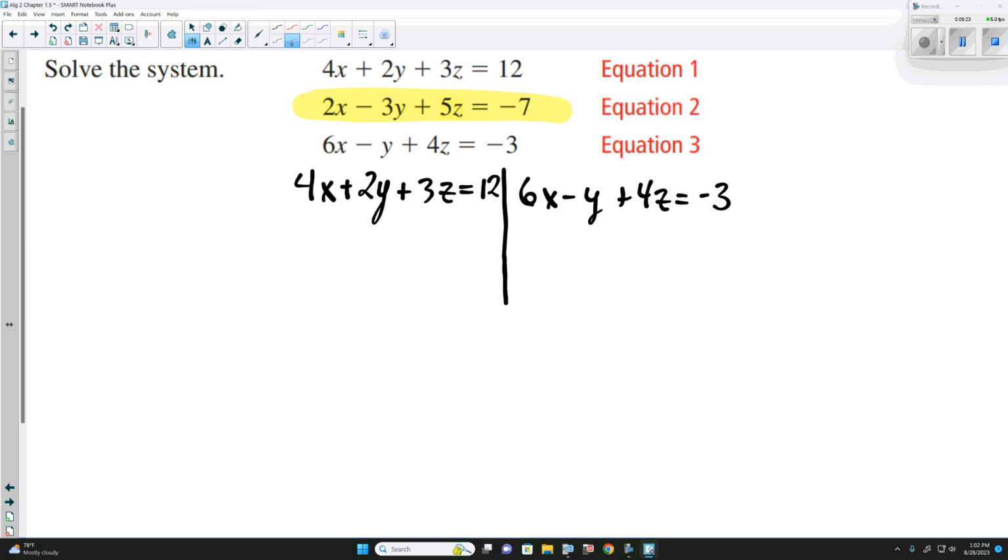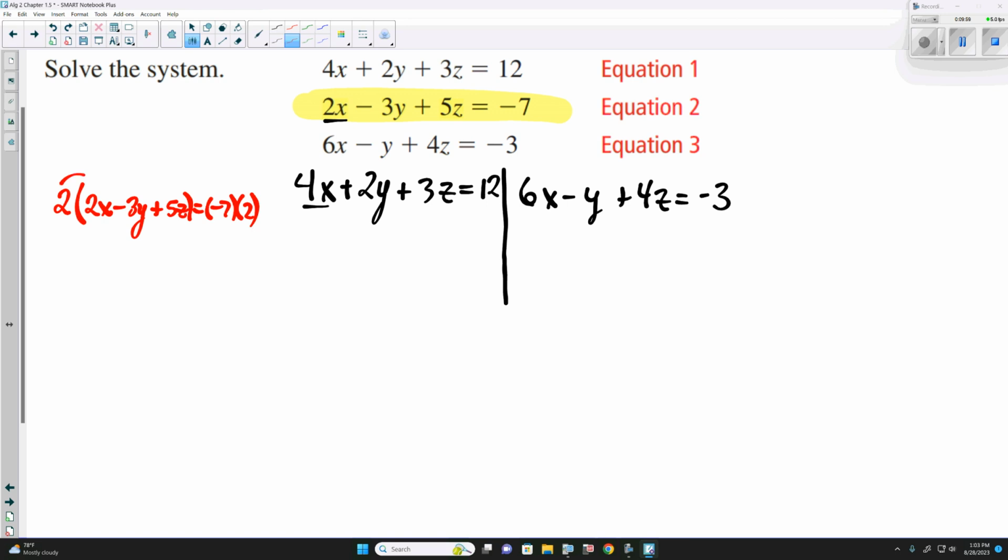Now we can eliminate x off the equation on the left first. And the first thing we need to do is get the 2x to be like the 4x, get 2x to turn into 4x by multiplying it by a number. What would we multiply it by? 2. So I can multiply our 2x minus 3y plus 5z equals negative 7, the whole thing by 2. So we'll do this here.